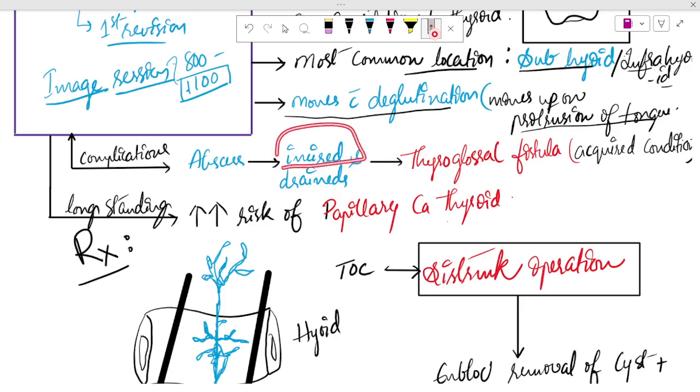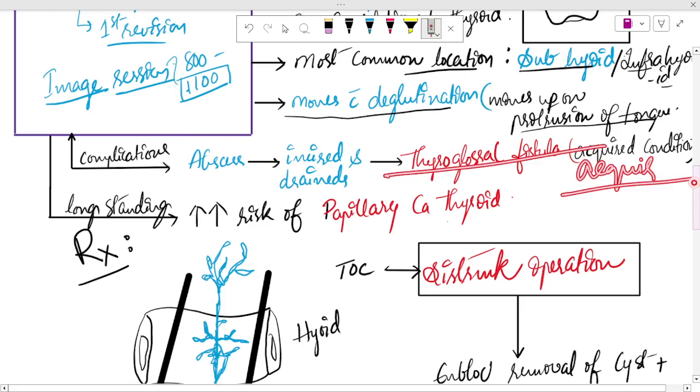Further, after the incision and drainage of the abscess, it leads to an even more dangerous complication, that is thyroglossal fistula. Remember, thyroglossal cyst is a congenital condition, whereas thyroglossal fistula is an acquired condition. Very, very important. How does it arise? If the thyroglossal cyst complicates to form an abscess, and that abscess is incised and drained, then that may lead to a complication called thyroglossal fistula.